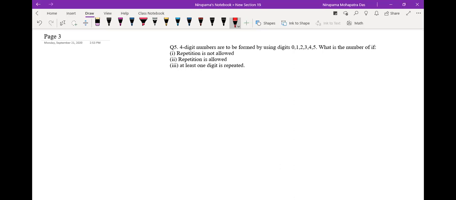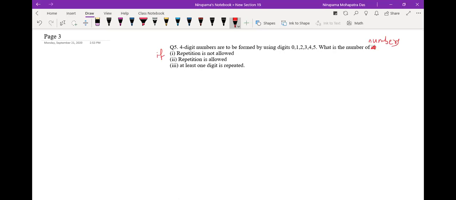What is the number of 4-digit numbers to be formed with these digits, if repetition is not allowed, repetition is allowed, at least 1 digit is repeated.